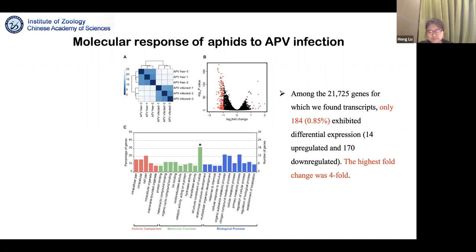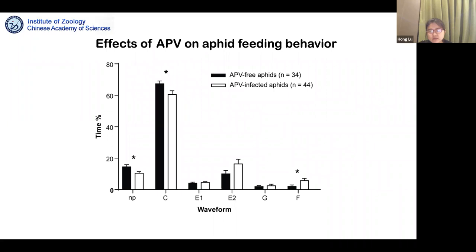Moreover, the EPG technique was used to characterize the aphid feeding behavior in response to APV infection. APV infected aphids spend less time on NP and C waveform and spend more time in F waveform. No significant variation in the time spent in E1, E2 and G waveforms. Combined with the molecular response and the feeding behavior of PAVs, APV had a marginal effect on PAVs.